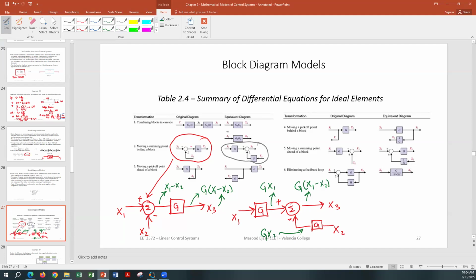So again, sometimes it might be easier for you, if you have this in part of your block diagram, to convert it into this, and it might be helpful for you to reduce and simplify the circuit. So you can do that, and that's what it shows in this equivalent diagram, that this can be transformed into that block. So all of them, you can see, if you want a pickoff point ahead of a block, then you have to multiply this point by G, and likewise you have other block diagrams as well.